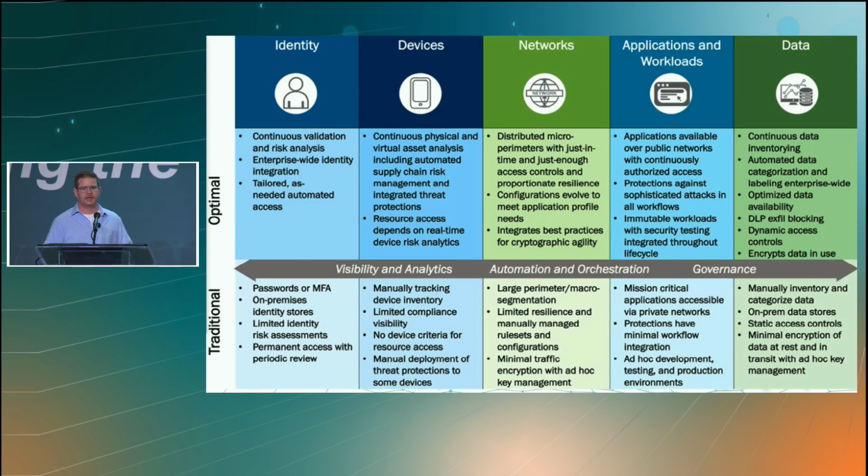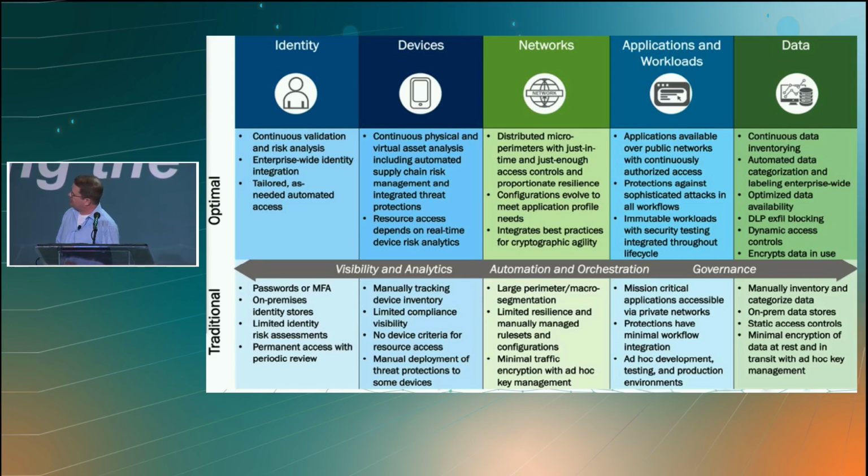What's interesting is you take a look at the transformation. I've omitted the initial and advanced phases for purpose of readability. But if you look in the network column, you can see the transition from large perimeter-based, macro-based segmentation to micro-segmentation with micro-perimeters that provide just-in-time and just enough access.